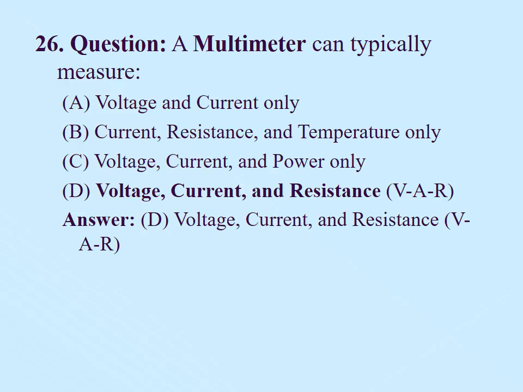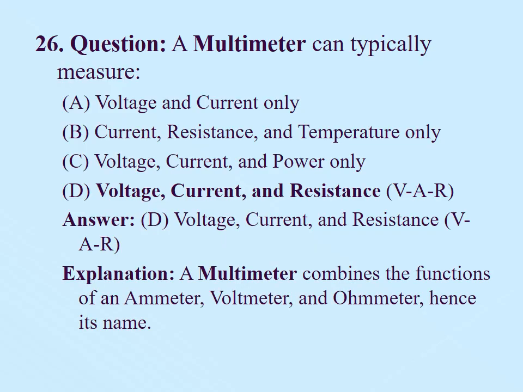Answer is D, voltage, current and resistance. A multimeter combines the functions of an ammeter, voltmeter and ohmmeter. Hence, its name is multimeter.